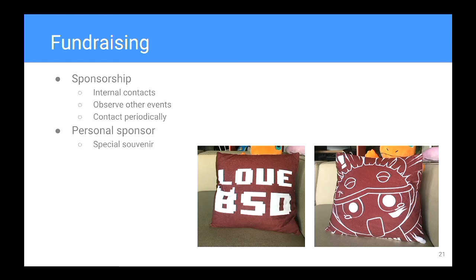Another thing you can do is try to have personal sponsors. For last year, my team suggested I have a special souvenir for the personal sponsors. You can create a special souvenir at very low cost, but you can give it as a very memorable souvenir. Then some people will happily pay more money to sponsor your conference, right?